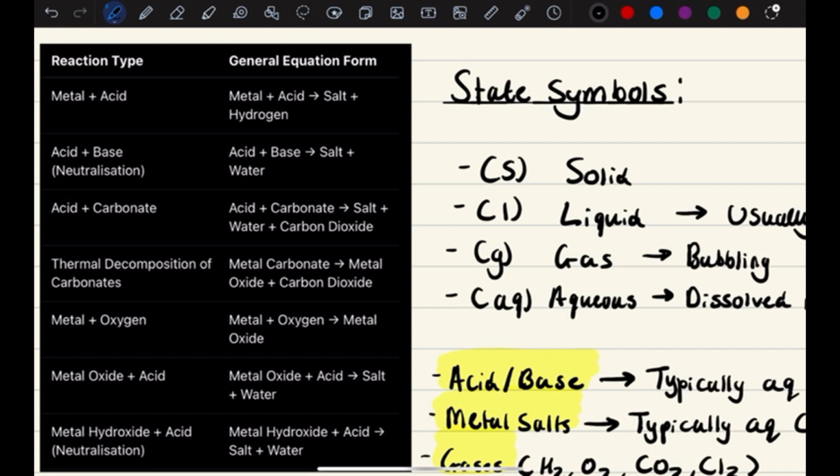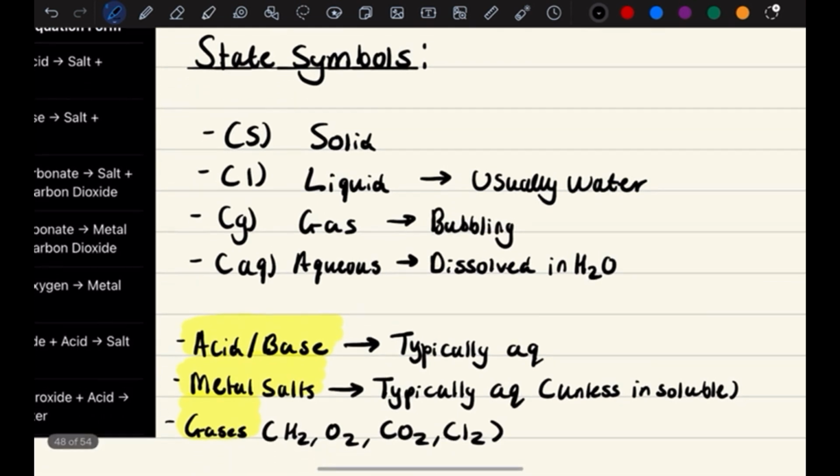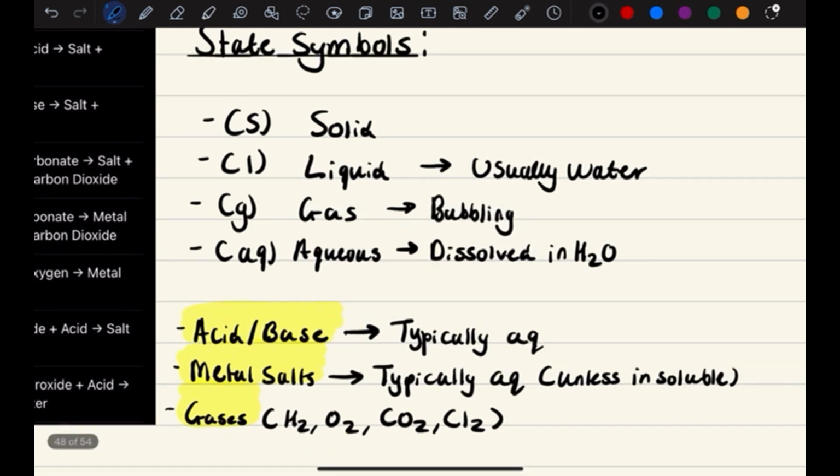Cool. Another thing we need to talk about is state symbols. Guys, I can't stress enough, no one finds state symbols difficult because it's self-explanatory. So like a solid is a solid, a liquid is a liquid, gas is gas. Aqueous just means it's dissolved in water, right? And we can go through typical examples, like your acids and bases are typically aqueous. Metal salts tend to be aqueous as well, unless they are insoluble or they're precipitate. We are going to go more into that in topic 3, in module 3. So don't worry about that too much now.